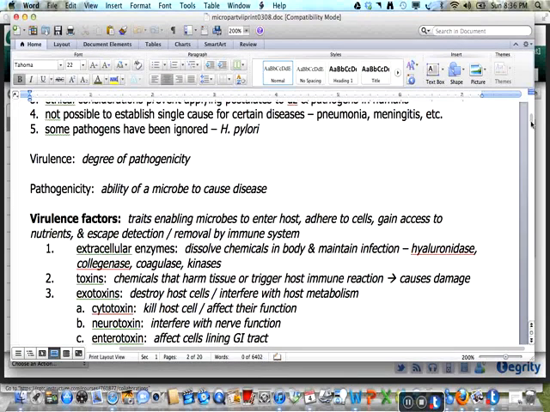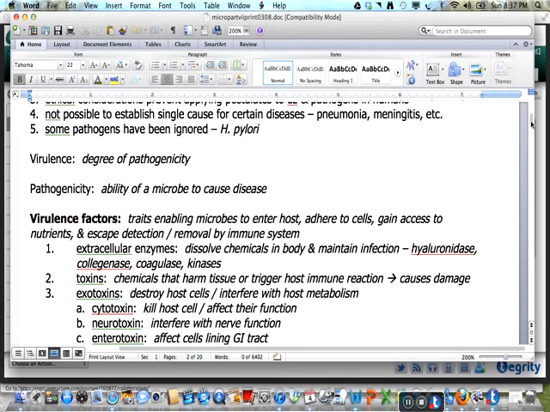Virulence is the degree of pathogenicity, and pathogenicity is the ability of a microbe to cause disease. Pathogens have virulence factors or traits which enable them to enter the host, adhere to cells, and gain access to nutrients, and then escape detection or removal by the immune system.